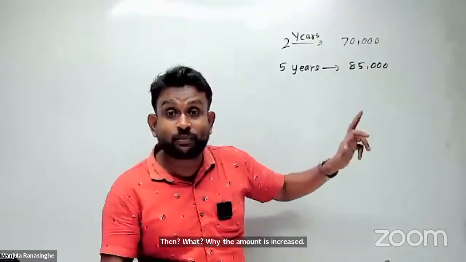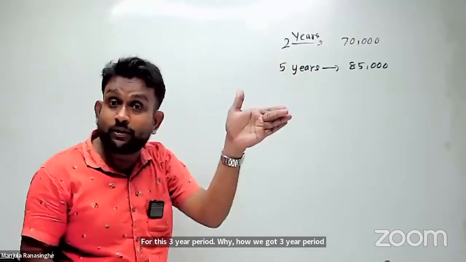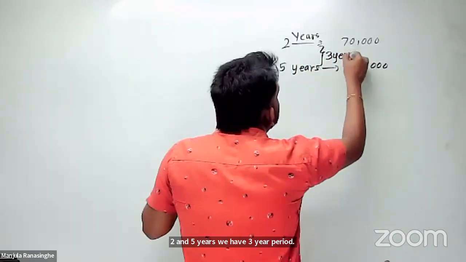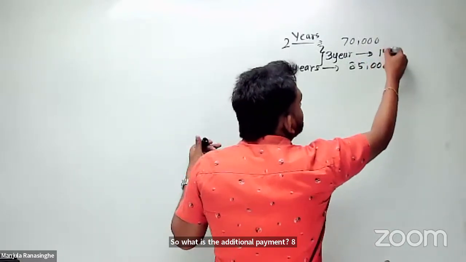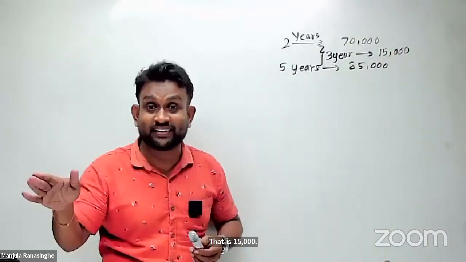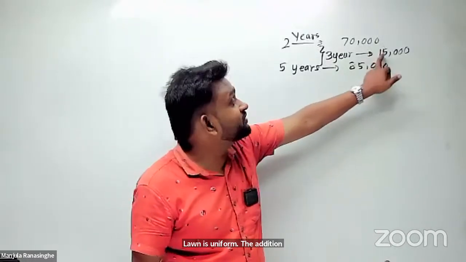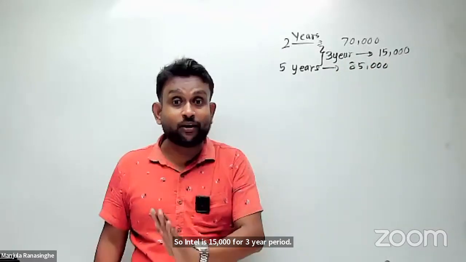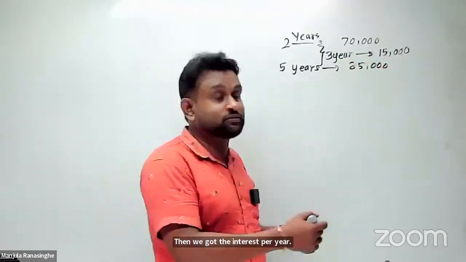How did we get the 3 year period? Here at the end of 2 years, here at the end of 5 years. Between 2 and 5 years, we have a 3 year period. So for this 3 year period, what is the additional payment? 85,000 subtract 70,000, that is 15,000. Why this additional? The loan is not increasing, the loan is uniform. The additional is the interest. So the interest is 15,000 for the 3 year period. Then we get the interest per year by dividing 15,000 by 3. Then the interest per year is 5,000.